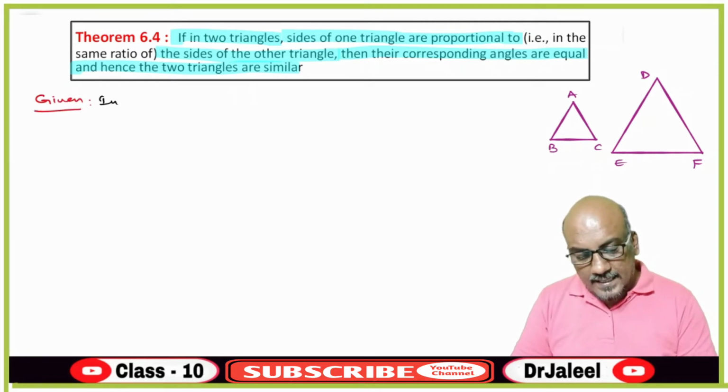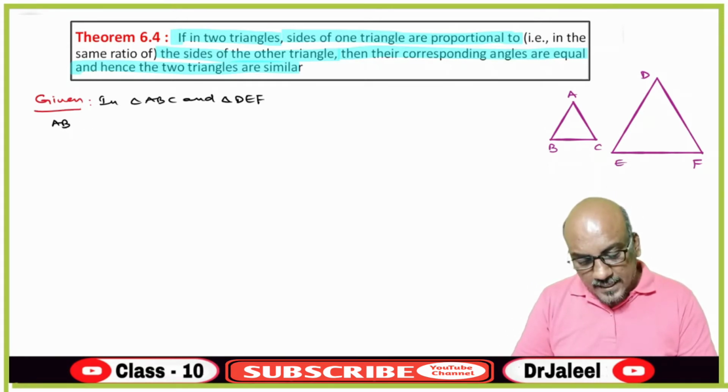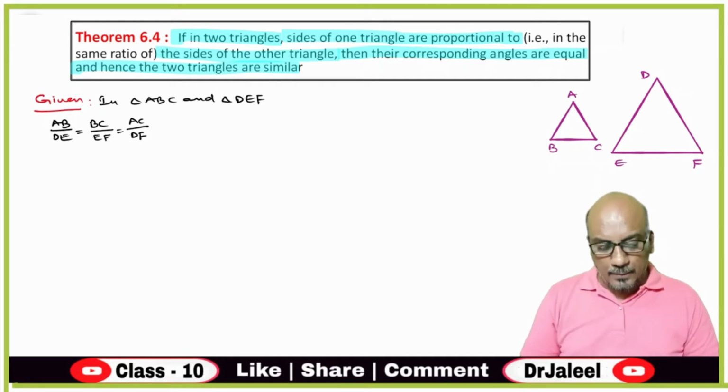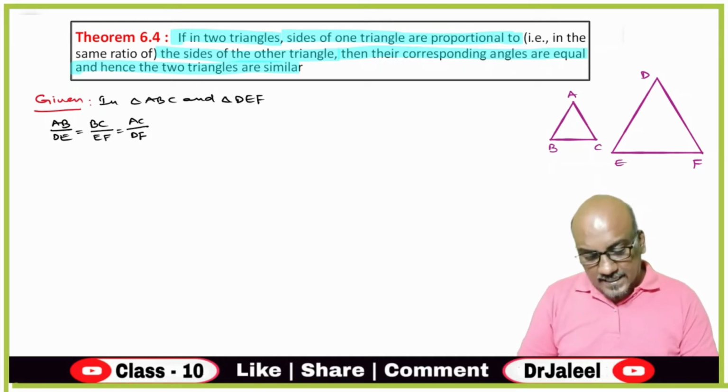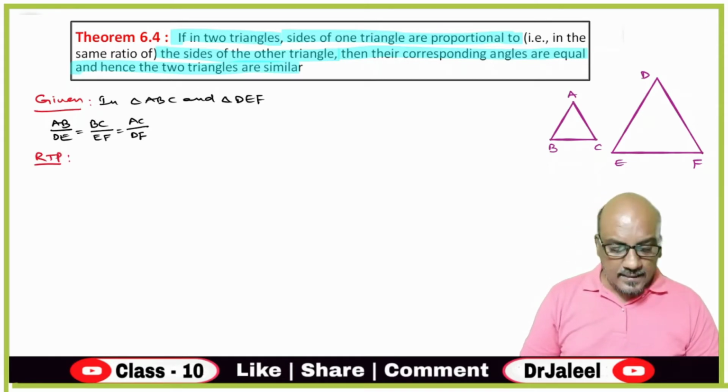So in triangles ABC and triangle DEF, it is given that the sides are proportional. That means AB by DE is equal to BC by EF is equal to AC by DF. So it is given that the sides are proportional. What is it asking us to prove? It is asking us to prove that both the triangles are similar.